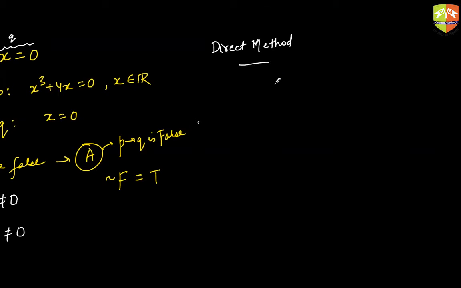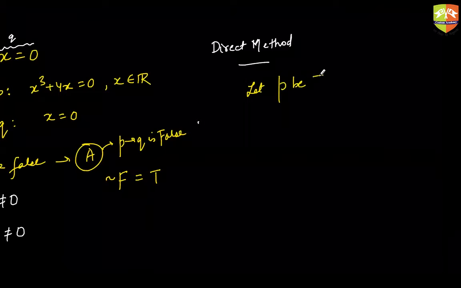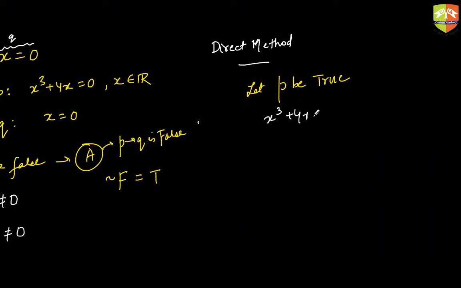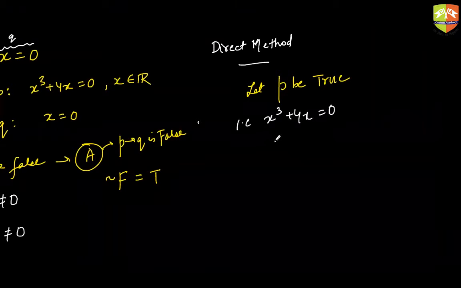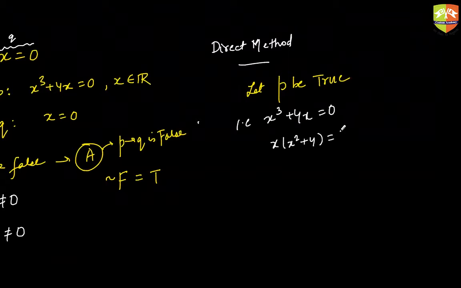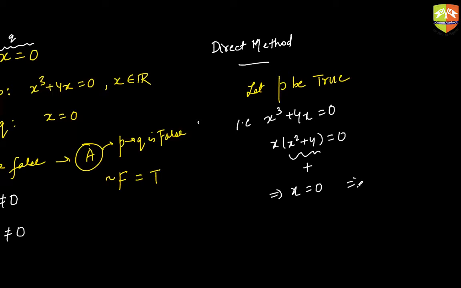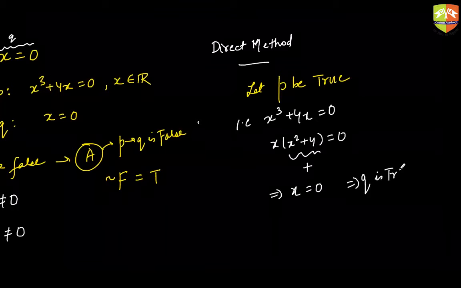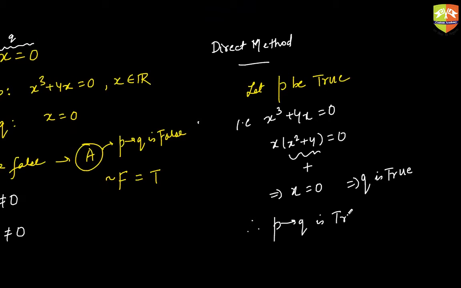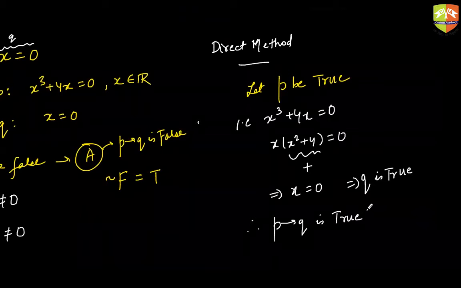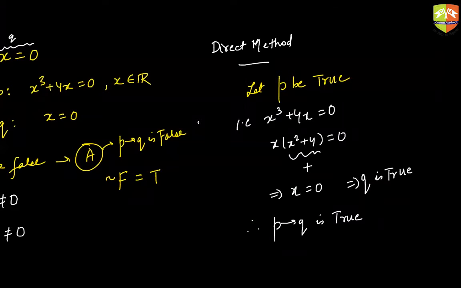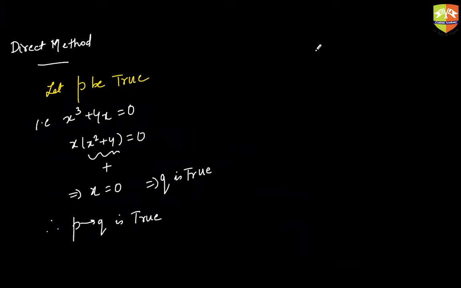In the direct method, what do we say? Let P be true. That means let x cube plus 4x be equal to 0. Again, same thing. That means you're saying this is equal to 0. But since this is always positive, this always leads to x equal to 0. That means Q is true. So by assuming P is true, you have proved that Q is true. Therefore, if P then Q is also true. Done. Simplest.